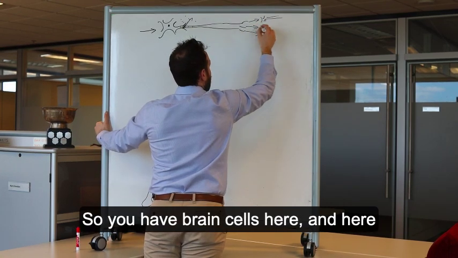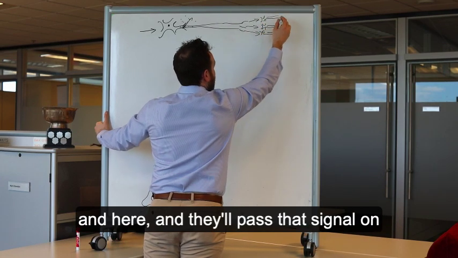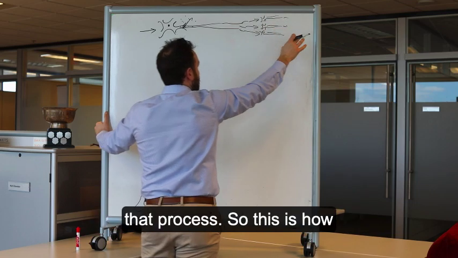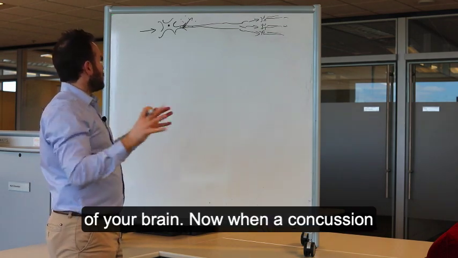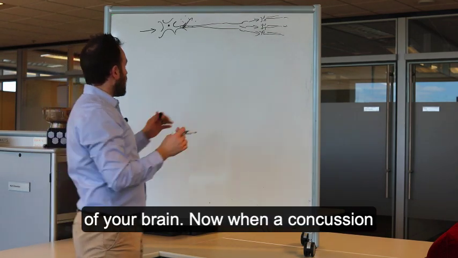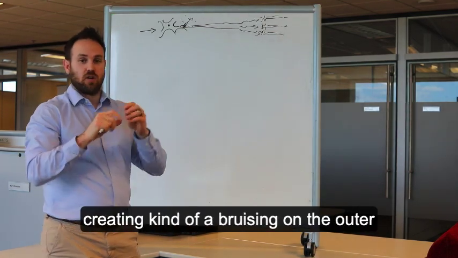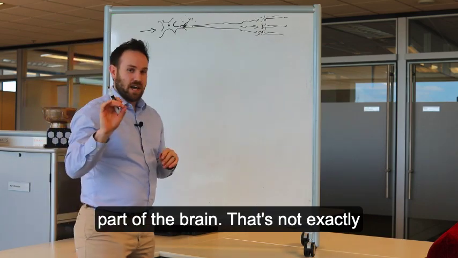When that brain cell gets excited, it passes that signal on to the brain cells that are connected to it. So you have brain cells here and here and here, and they'll pass that signal on because their stuff will exchange, they'll get excited, and they'll continue that process. So this is how communication happens within the cells of your brain. Now, when a concussion happens, we used to think it was the brain hitting the inside of the skull, creating kind of a bruising on the outer part of the brain. That's not exactly what happens.